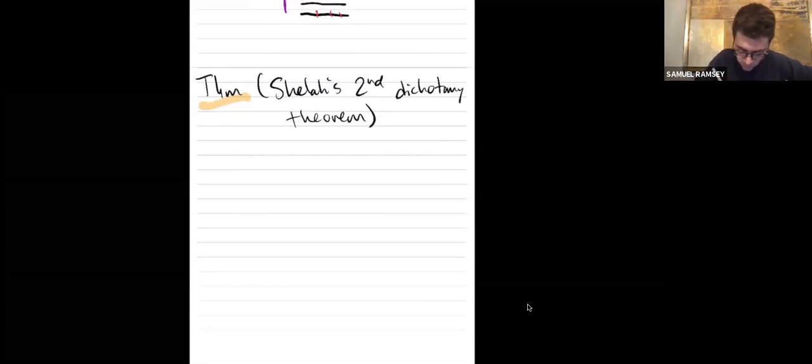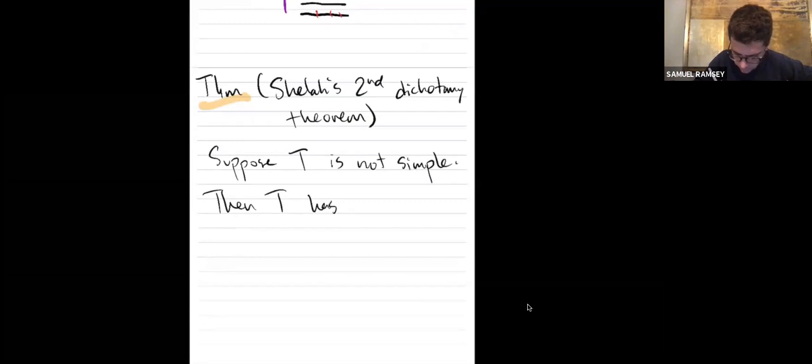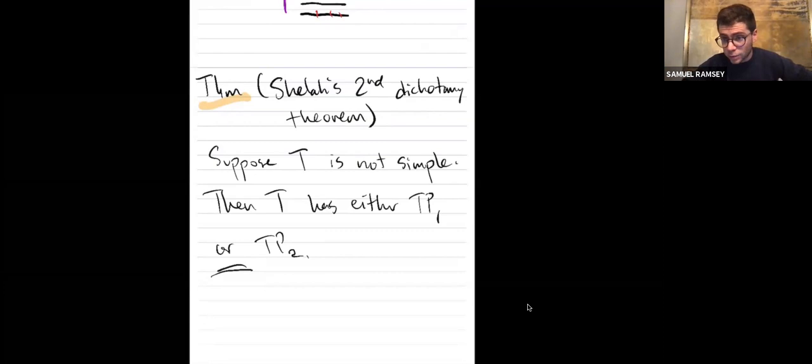All right. So what does the theorem say? It says suppose T is not simple, then T has either TP1 or TP2. Now let's recall what it means for T to have one of these properties. For T to have one of these properties means that some formula does, modulo T.